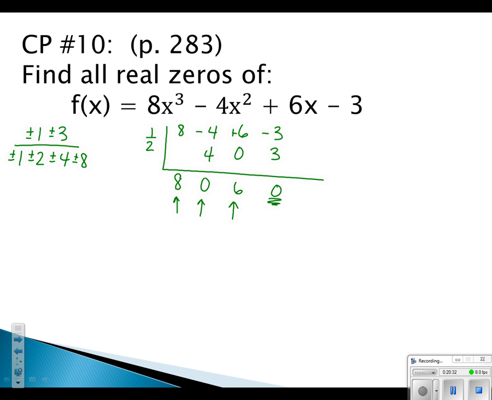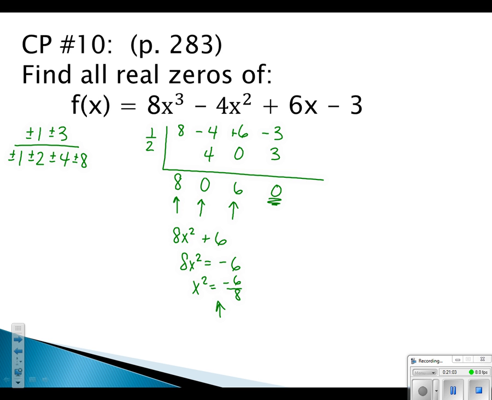Now, personally, if I take these bottom numbers and write my remaining polynomial with that 0 in the middle, there's no x term. If I set this equal to 0 to find my remaining zeros, I'm going to be finding the square root of a negative number. Think about what's going to happen here. If I move the 6 to the other side, I'm going to have x squared equal to negative 6/8, and I'm going to have to take the square root of that. I know I'm going to get i's out of that. There are no real zeros left in this one.